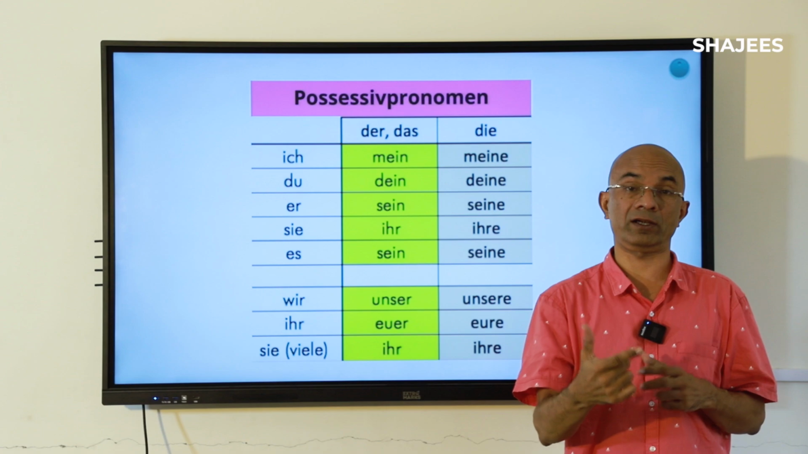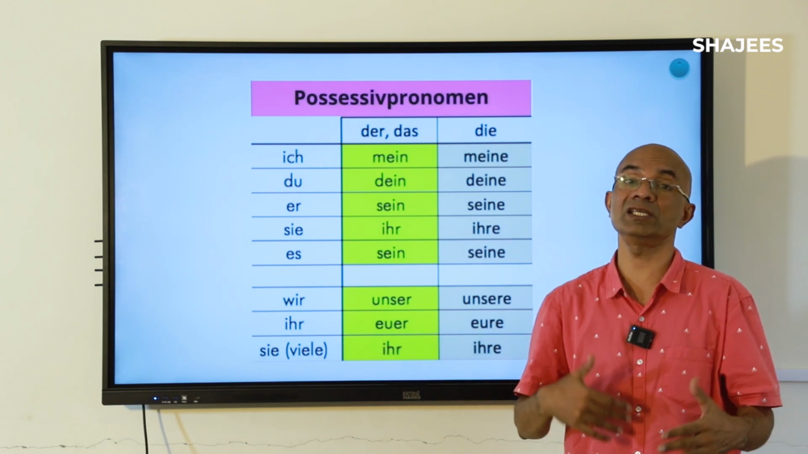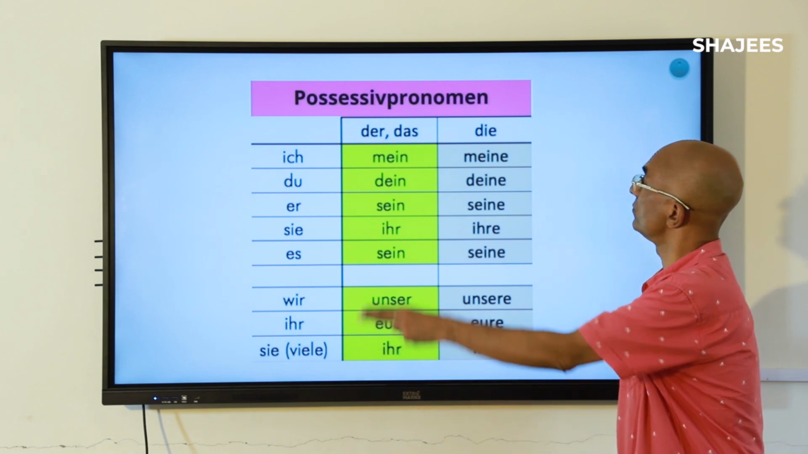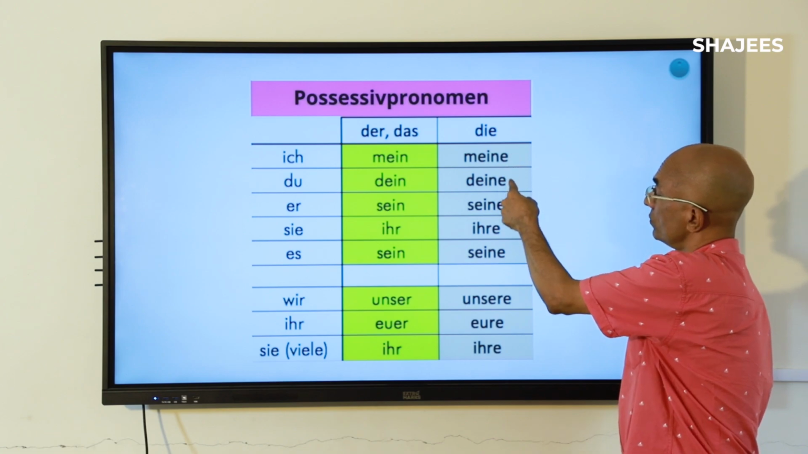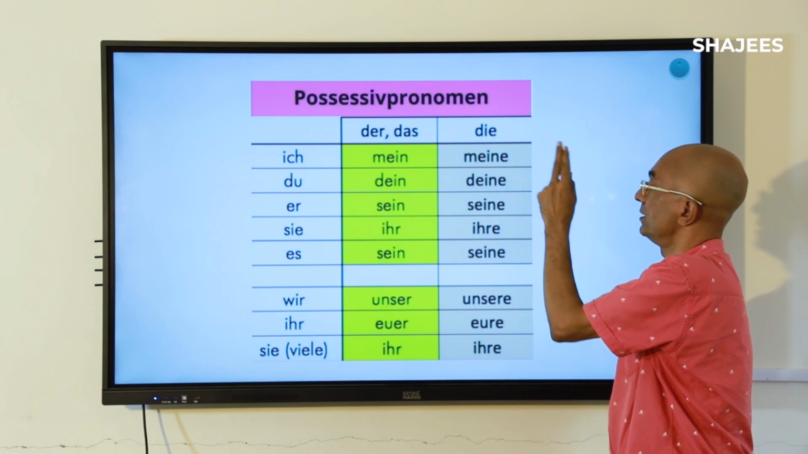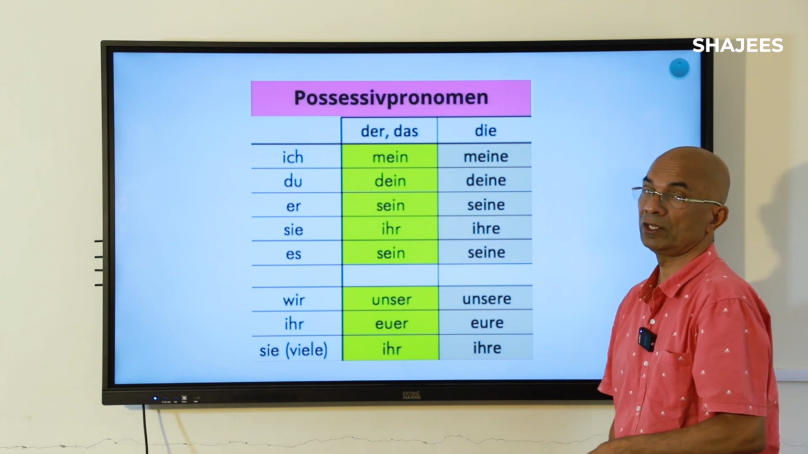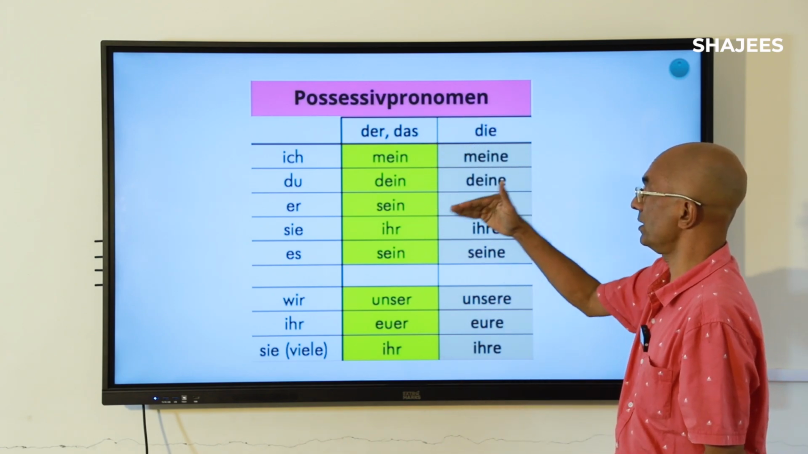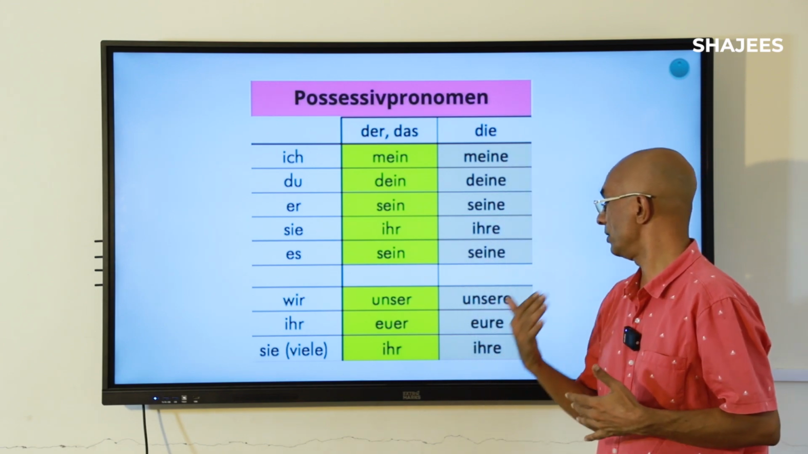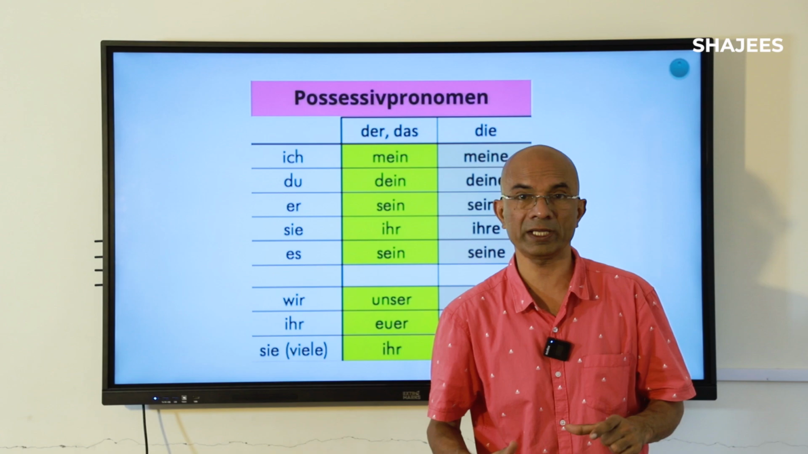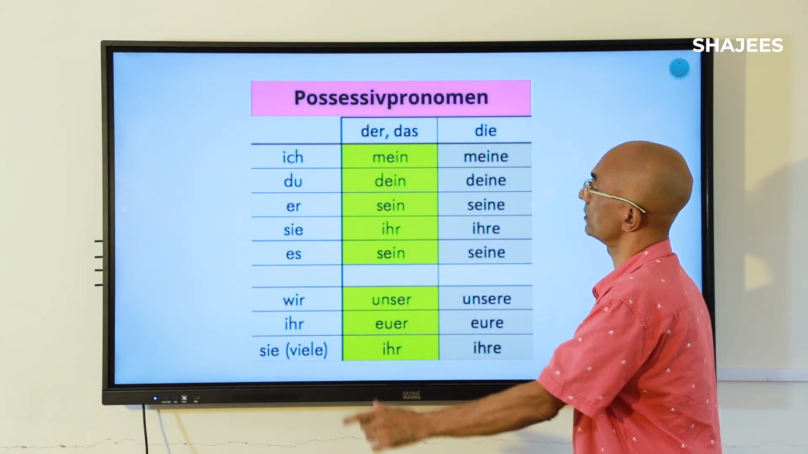Ihr, euer. Sie, ihr. When you come to feminine, we have die, that is feminine. We have meine. We just add one e to everything. Okay, just meine, deine, seine, ihre, seine, unsere, eure, ihre. So here, mein, dein, sein, ihr, sein, unser, euer. Same way, meine, deine, seine, ihre, unsere, eure, ihre. Okay, so this way you have to learn. Now when we look at another slide, we can understand better.